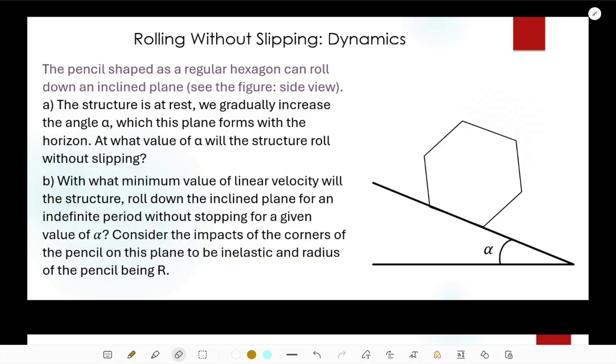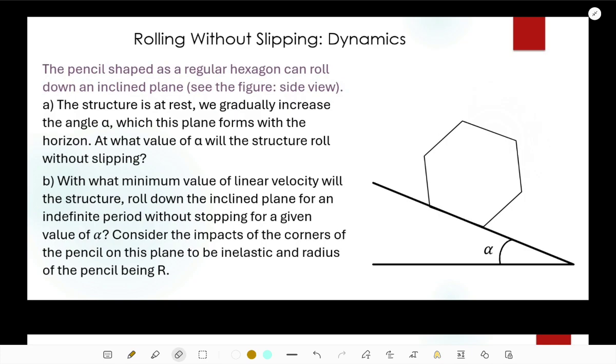Yeah, of course, I can understand this. The first part of the problem statement is: the structure is at rest and we gradually increase the angle alpha which this plane forms with the horizontal. At what angle of alpha will the structure roll without slipping? I think this is pretty simple.